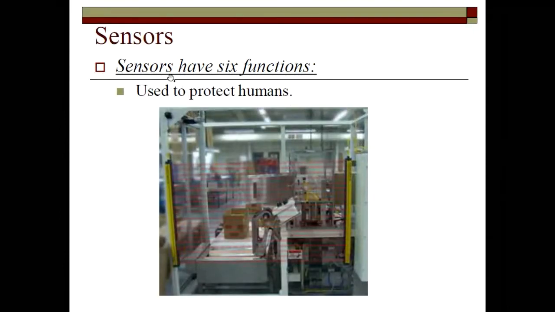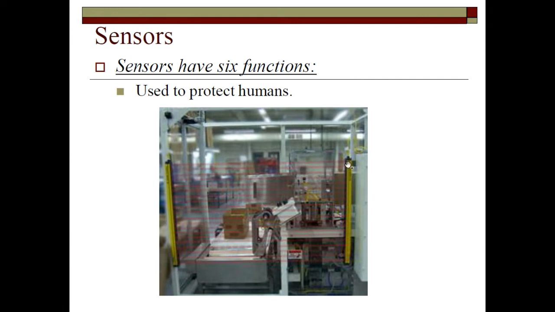All right, so talking about the six different functions of these sensors. The first one, as I mentioned, is that it's used to protect humans. What this picture is showing is a light curtain. If we were in the classroom, I could point to these little yellow bars on the robots in the classroom, right? Basically these send little infrared light beams across.